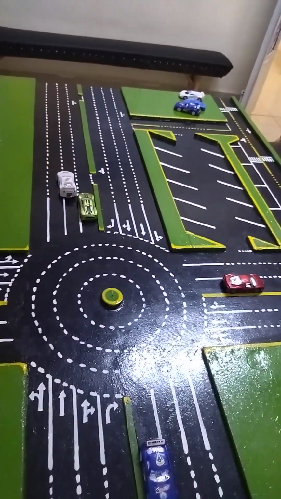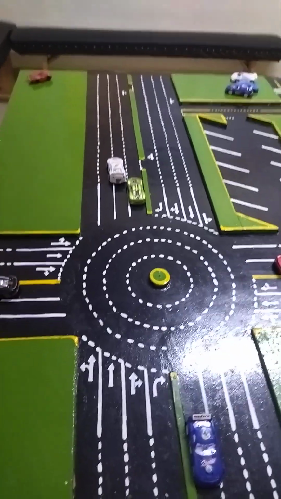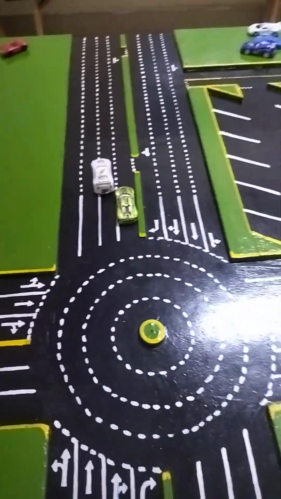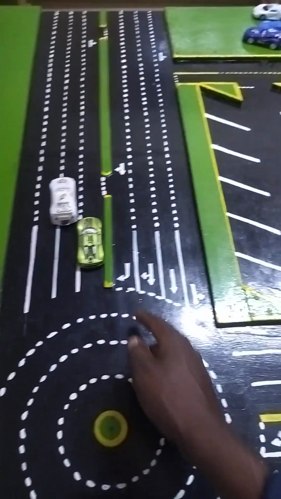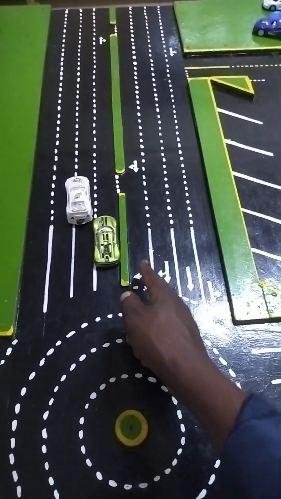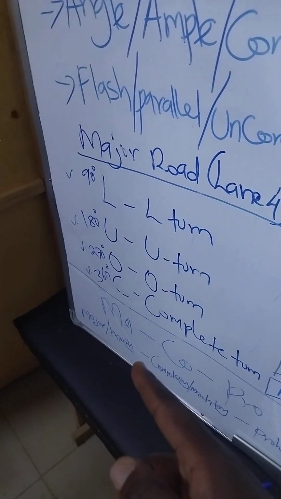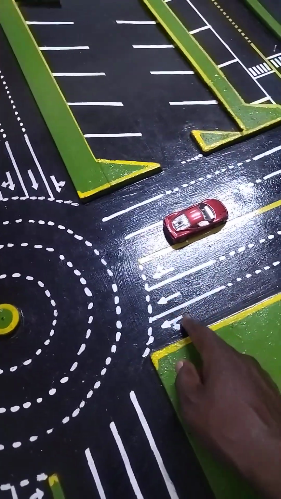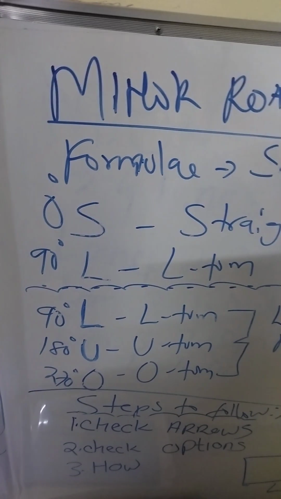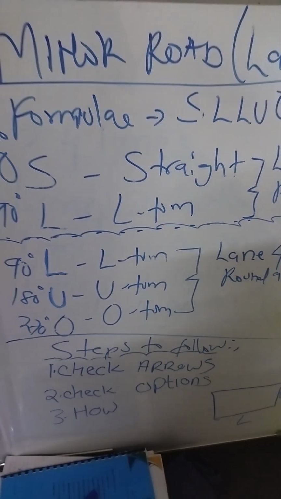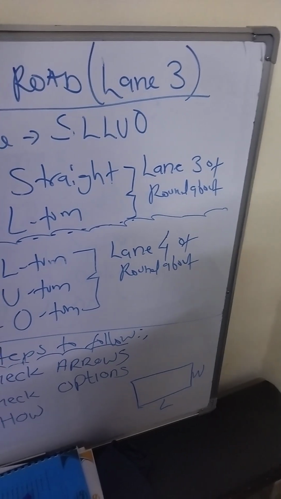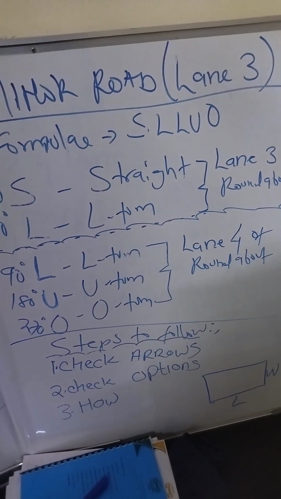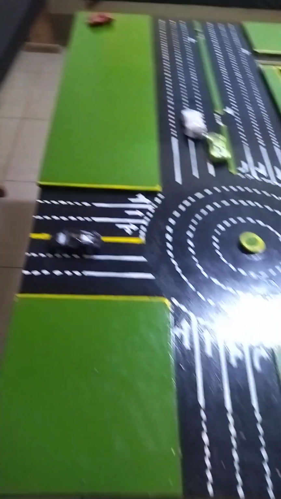So we have a code that can help you to actually identify those options. The code for major road will be 2124, meaning 2 options, 1 option, 2 options, and 4 options. For 4 options, you have a formula there known as LUOC. Okay? Then minor road, we have 215, meaning 2 options, 1 option, and 5 options. And for the 5 options, we have the formula here known as SLUO. And kindly note that the first 2 options use lane 3 of the roundabout, and the remaining 3 options use lane 4 of the roundabout. Okay?